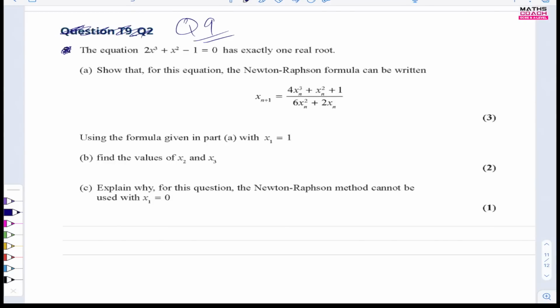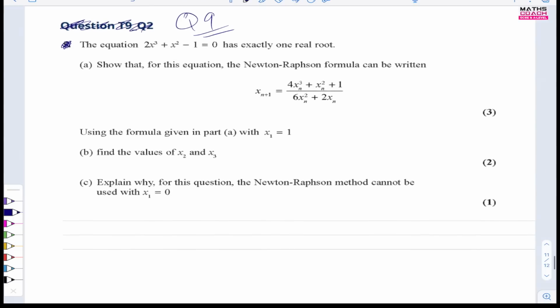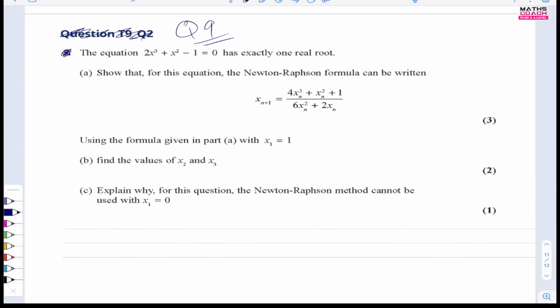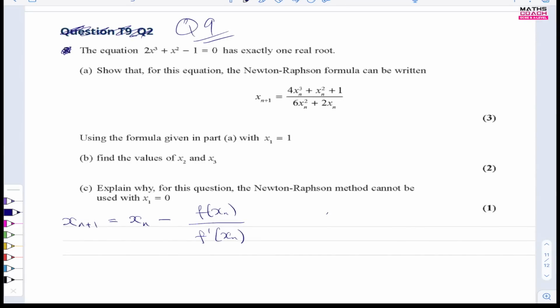Alright, so the equation 2x cubed plus x squared minus 1 equals 0 has exactly one real root. Show that for this equation the Newton-Raphson formula is given by this expression. Right, so the Newton-Raphson formula, xn plus 1 equals xn minus, so we can see from here that f of x equals 2x cubed plus x squared minus 1. f dash of x equals 6x squared plus 2x. So we just have to substitute this into the formula.